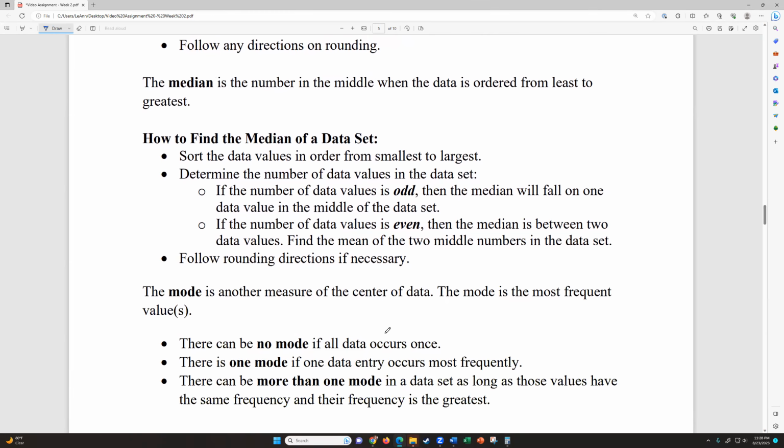The mode is one that's not used as much, but it is important to know what it is.